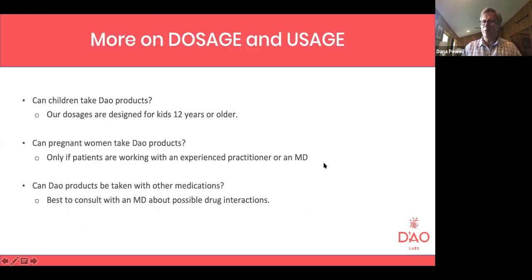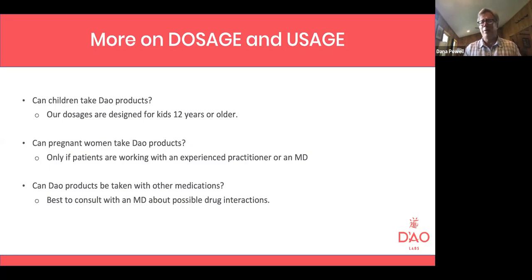Now, we also get some other questions about the products. For example, we're often asked, can children take DAO products? Yes and no. The doses are really designed for adults, and certainly we'd say kids 12 years or older are probably fine to take it. We haven't really designed kid-sized dosages yet.